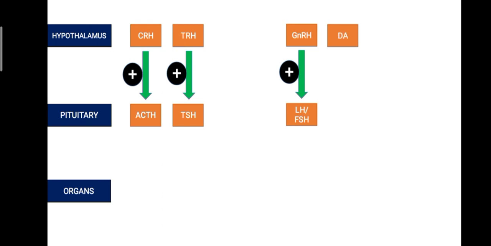Just like that, in a different manner, we have the dopamine coming from the hypothalamus, which inhibits the prolactin. Normally there is prolactin release from the pituitary. That release is controlled by the dopamine. The dopamine constantly inhibits the release of prolactin. So if there is a decrease in dopamine, there would be more prolactin.